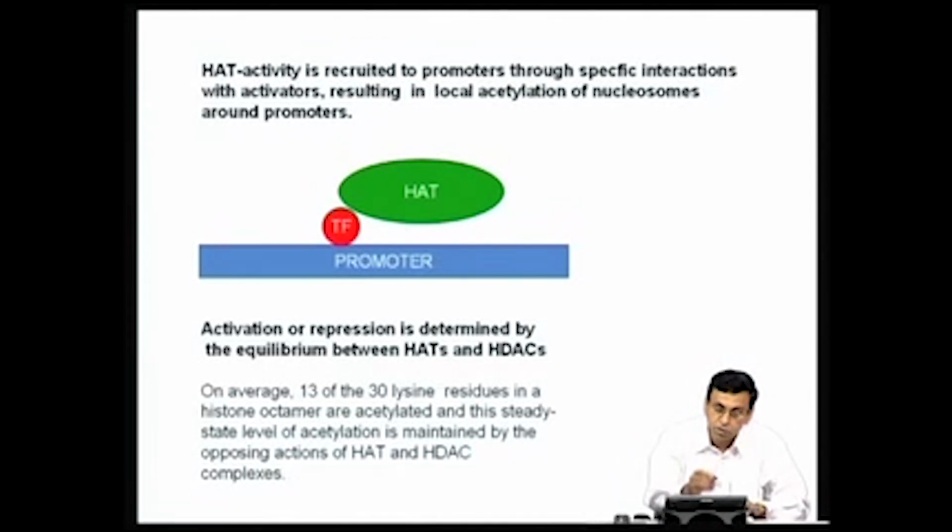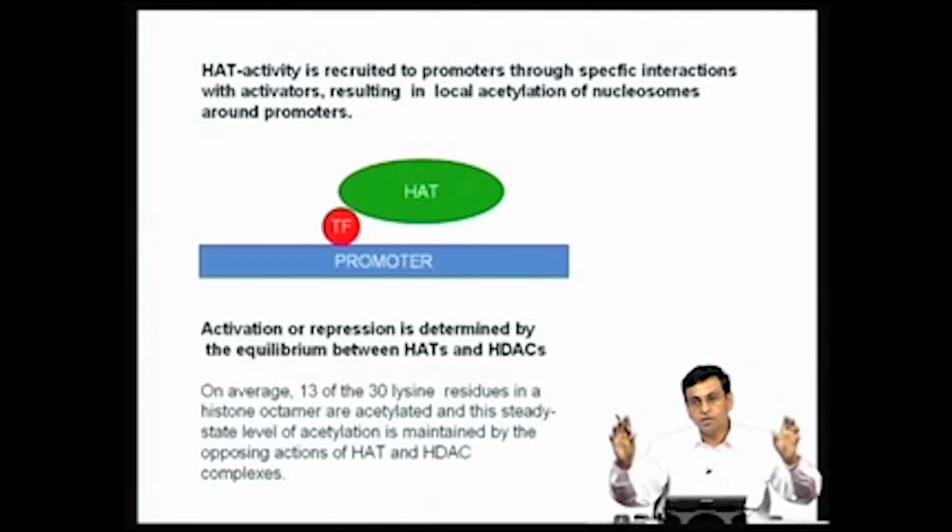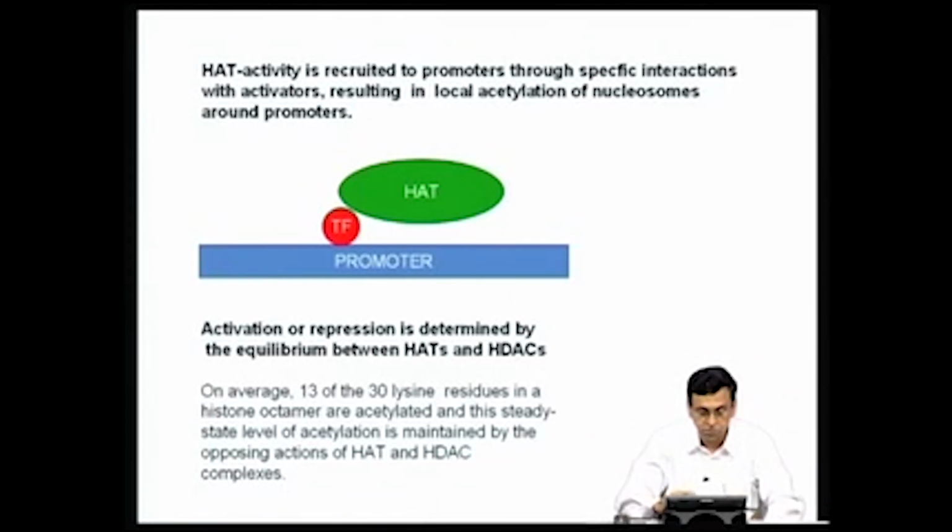So, the main mechanism by which these transcription factors enhance the rate of transcription is by recruiting these HATs or multiprotein complexes containing HATs, and these HATs in turn interact with some of the components of the general transcription machinery, and that is how the transcription factor function is now linked to the general transcription machinery.